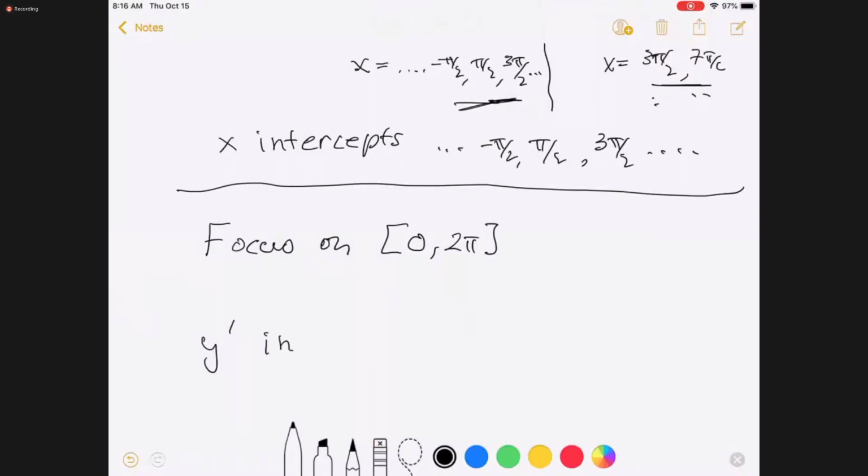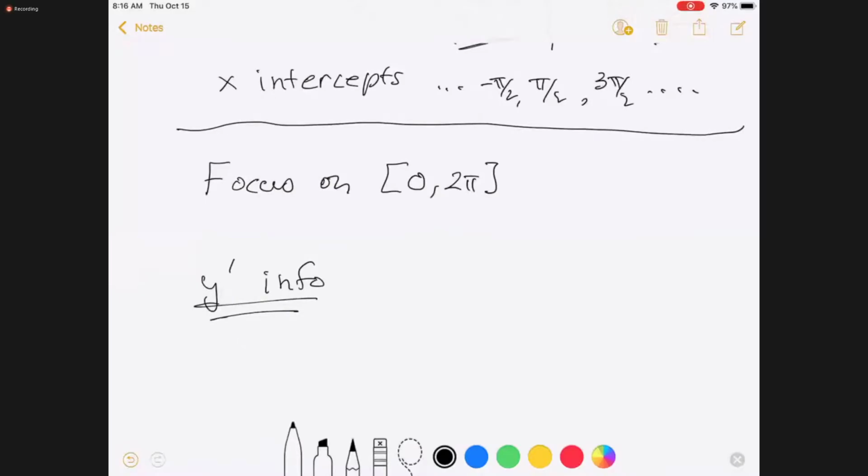Y prime info. This is going to tell us about increasing, decreasing, and local minimum and maximum. So we need y prime first, and let me write down y. I'm going to try to stick with black. It seems to appear better on the notes. Those PDF files I get out of this iPad are not of terribly high quality. You can read them, I think, but I'll try to make it as nice as possible.